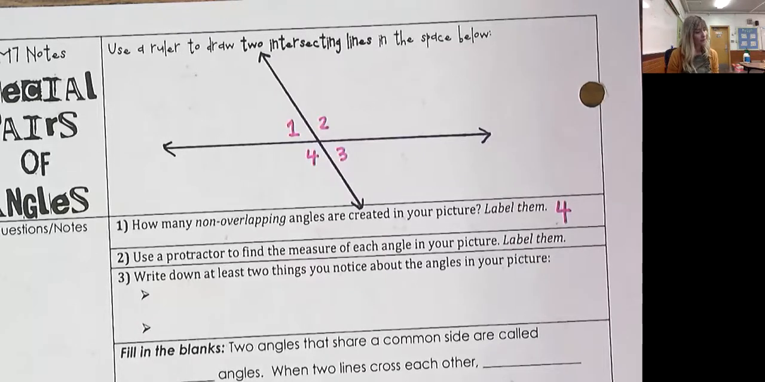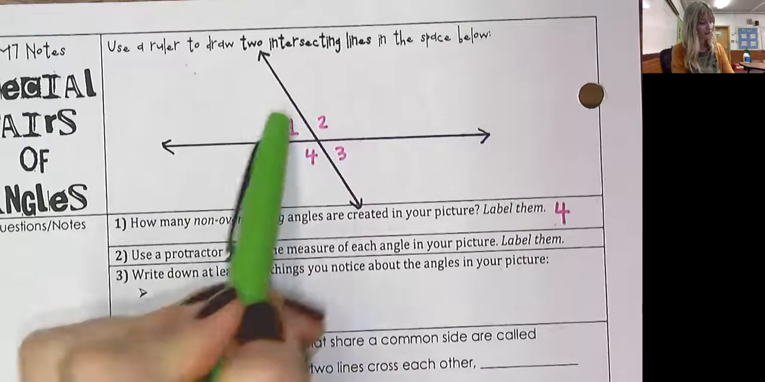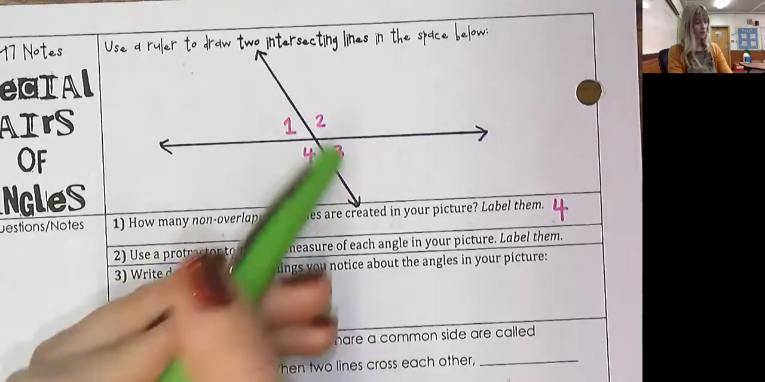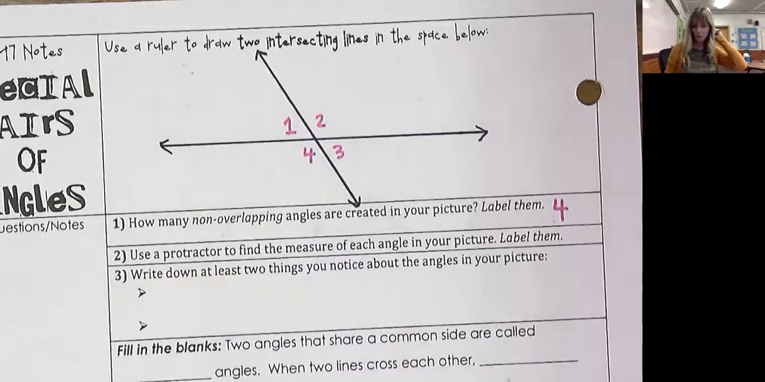Okay, I'm gonna also tell you what I get when I measure these. And I'm going to label them in my picture. So the way that I labeled these, those are not degree measures. Those are just names of the angles so that we can talk about them together. And so if I say angle 1, you all know I'm talking about this one. Angle 2, angle 3, and angle 4. Those are labels. Those are not measurements. I'll say that one more time. Those are labels. They are not measurements.